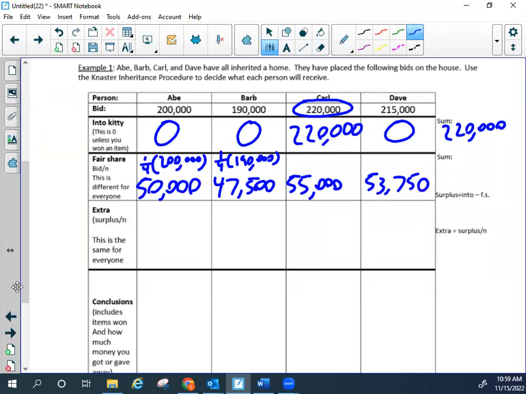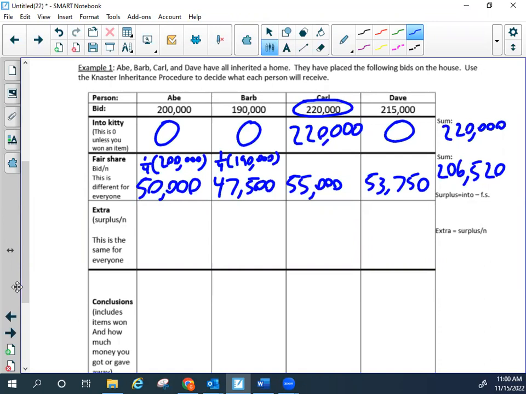And Dave is $53,750. So essentially, we have our pot of money with $220,000 in it. Abe reaches in, pulls out $50,000, puts it in his pocket. Barb pulls out $47,500, puts it in her pocket. Carl pulls out $55,000, puts it in his pocket. Dave pulls out $53,750, puts it in his pocket. When I add all that up, that adds up to $206,250. Take a look at that. What do you notice? It means if I started with $220,000 and they took out $206,000, there's money left over.